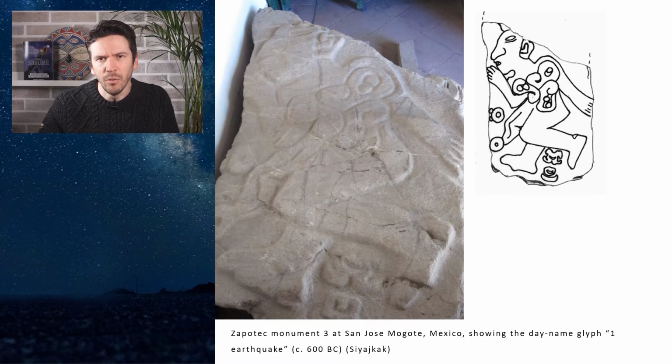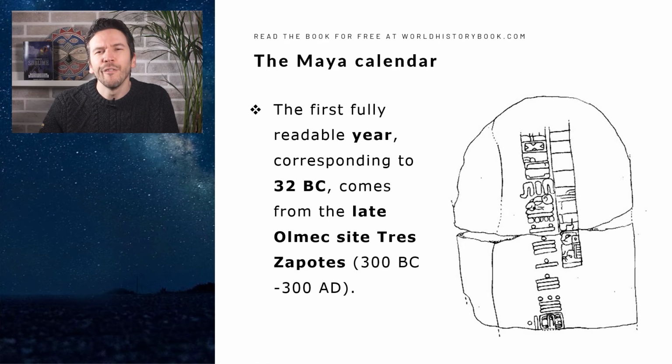And here we see that oldest date, the captive, and underneath his feet we see those earliest glyphs. The first fully readable year, corresponding to 32 BC, comes from a late Olmec site, and we can see it here on the right.